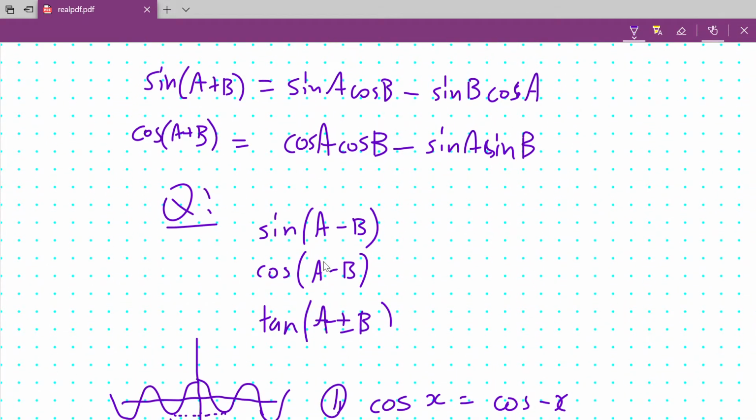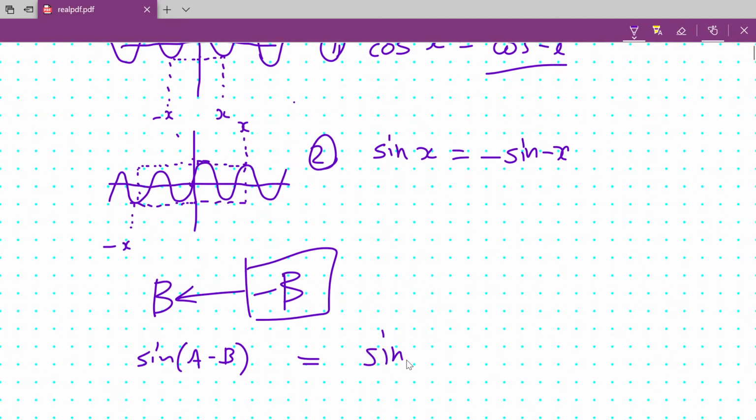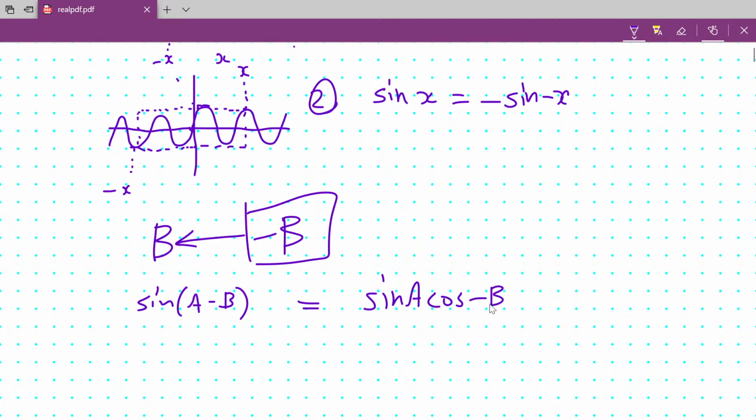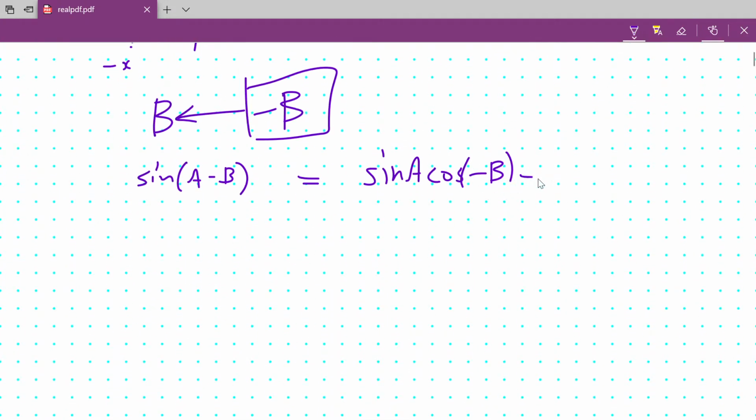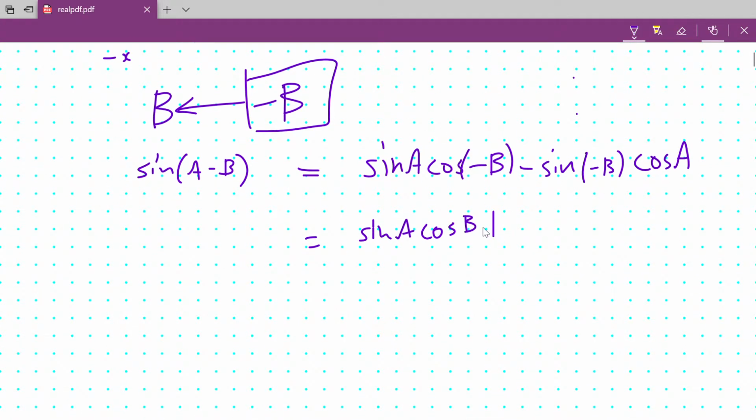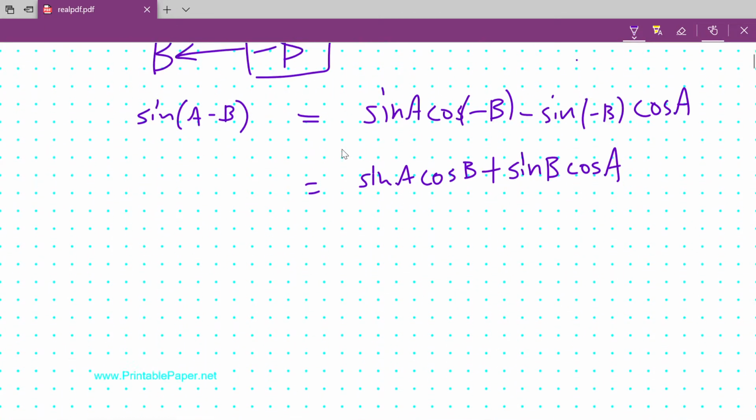And basically, we get sine a minus b is sine a cos minus b minus sine minus b cos a. And how can we turn this into cos b's and sine b's? Well, cos b is the same as cos minus b, so we just have sine a cos b remains the first term. And this side here, we have minus sine minus b, which is of course going to become sine b. So we have plus sine b cos a. And you may notice that this actually looks quite familiar to the original expression. So we have sine a cos b minus sine b cos a, and here there's a plus sign.